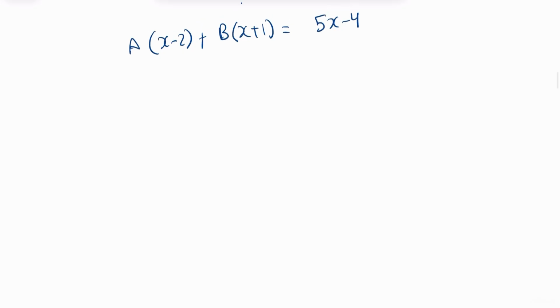To simplify more, here we have three variables, a, x, and b, with one equation, which is impossible to solve. So we need to get rid of two of these variables. First of all, let's take this bracket, x minus 2, and make it equal to 0. That means if you substitute x as 2 here, you make this bracket 0. 0 multiplied by a cancels this, and you find b, with 2 plus 1 on the left and 5 times 2 minus 4 on the right.